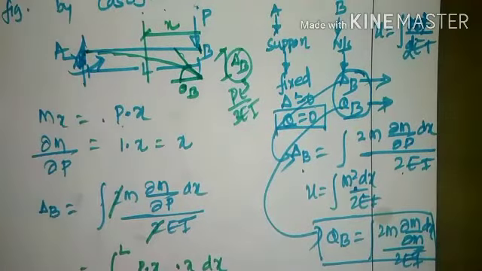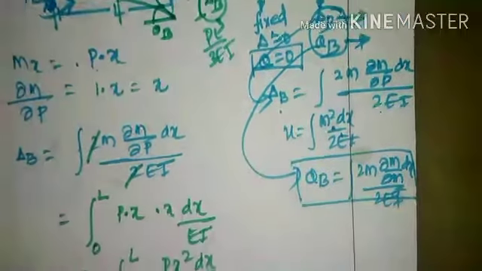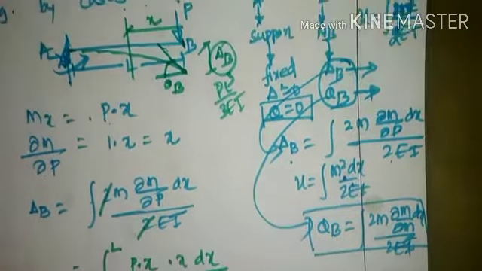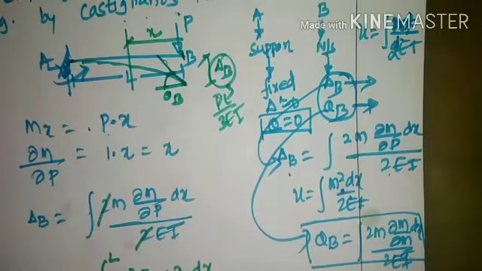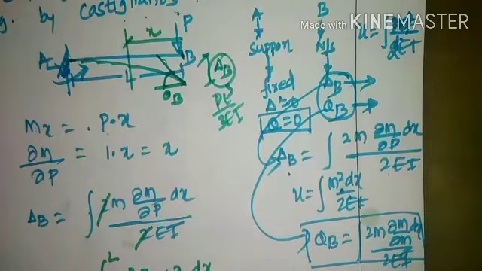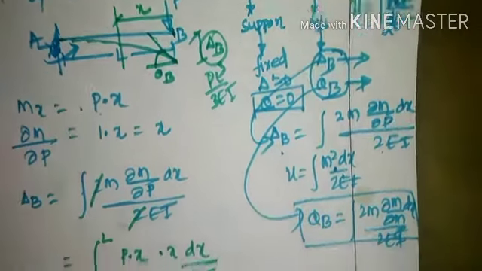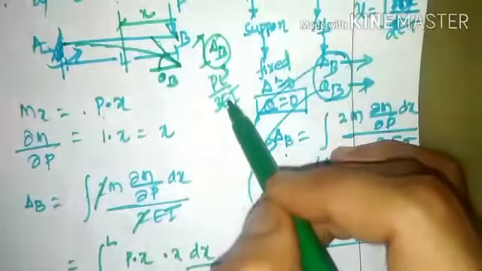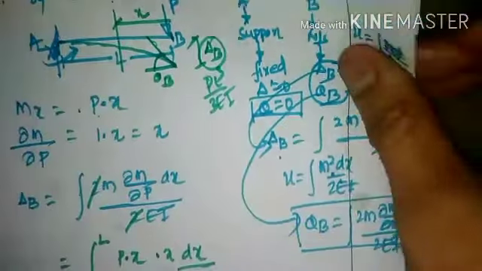This same value we had evaluated by the moment area method, the conjugate beam method, and the strain energy method. In all those methods, the values remain the same. So whichever method you adopt, the value of the deflection will not change. For a particular type of beam subjected to similar loading, the deflection will remain the same. The only variation is the method that we adopt. So the deflection at the free end of the cantilever beam is PL cubed by 3EI.